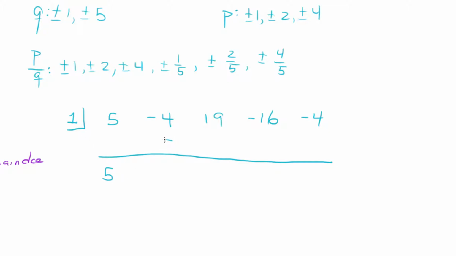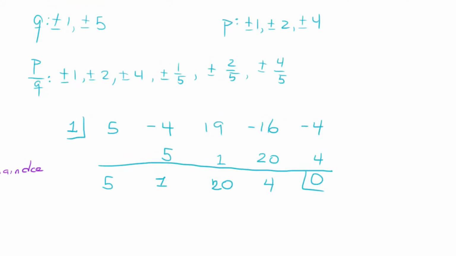1 times 5 is 5. Negative 4 plus 5 is 1. 1 times 1 is 1. 19 plus 1 is 20. 1 times 20 is 20. 20 minus 16 is 4. 1 times 4 is 4. And we have left 0. Okay? In this example, 1 is actually a factor of this polynomial.